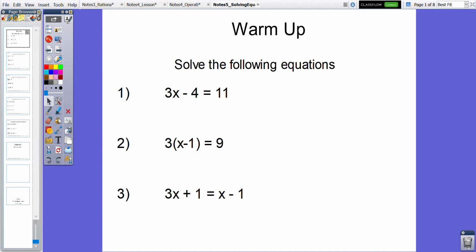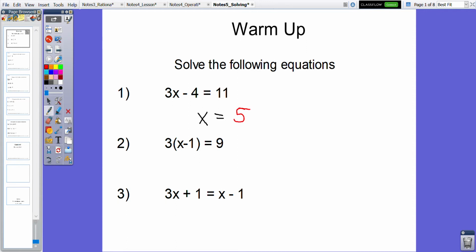For number 1, we have 3x minus 4 equals 11. This one we can solve just like normal, and if you do it correctly, you should get that x equals positive 5. Okay?